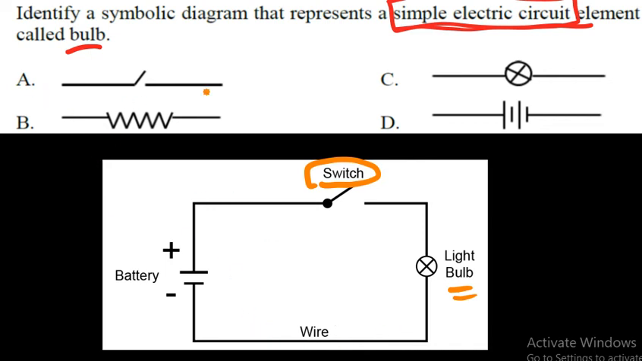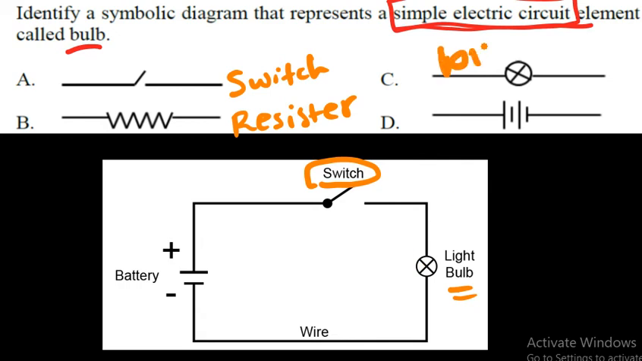So accordingly, choice A is a switch, and choice B is a resistor. It's not shown in the simple circuit. And choice C is a bulb, as you see, and choice D is a battery. So which one is the answer? Obviously it is C.